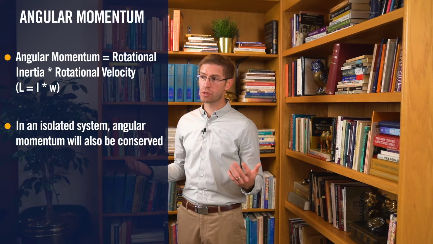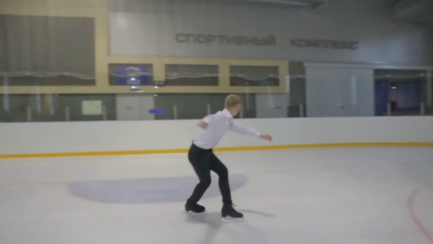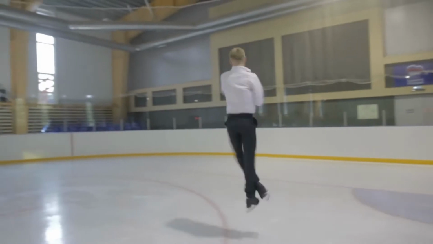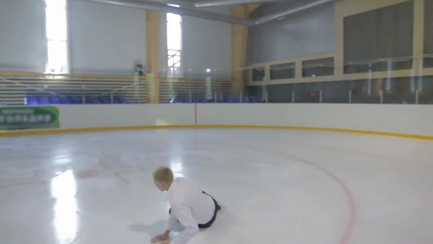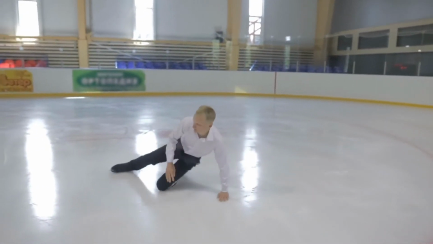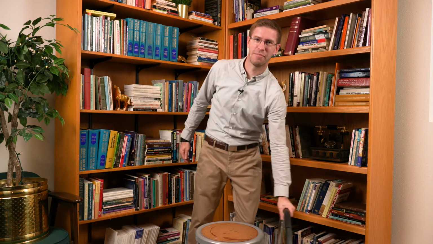One of the most common examples you might have seen is a figure skater. If you've ever seen a figure skater begin spinning, as they pull in their arms, they begin spinning much more rapidly. As they change the rotational inertia, they change the rotational speed as well because they're in an isolated system. Emphasis on the isolated, on ice. Anyway, I want to do a demonstration of the same idea.